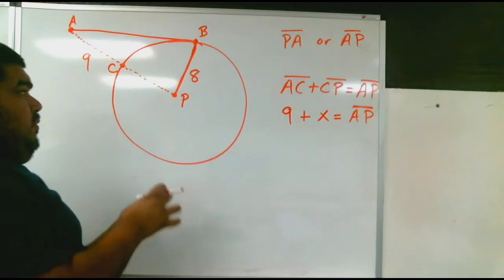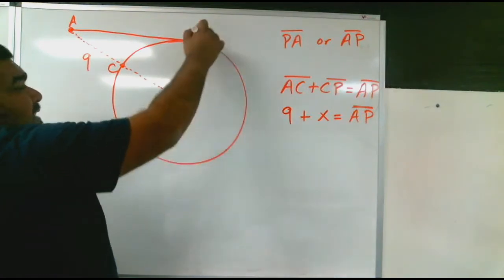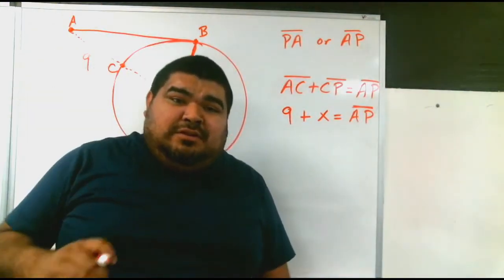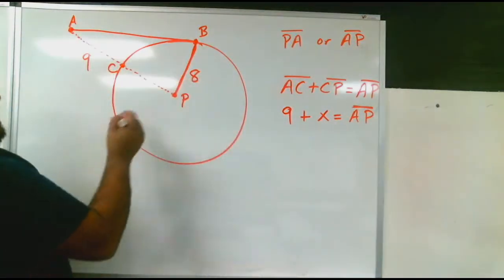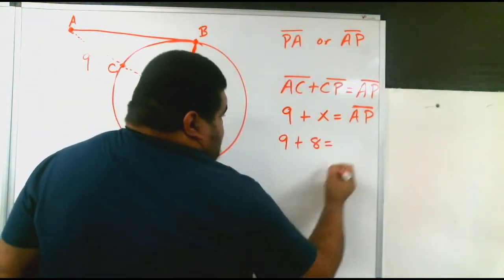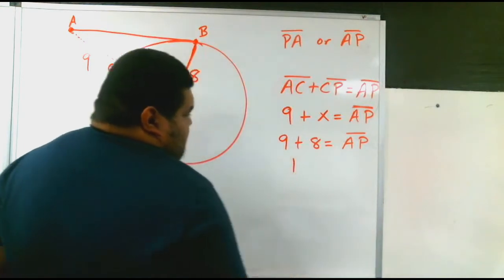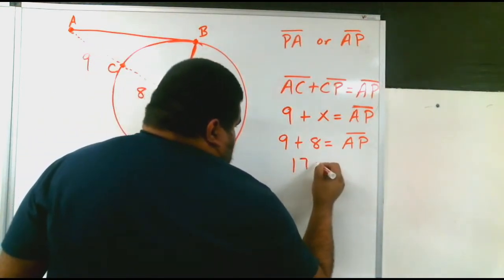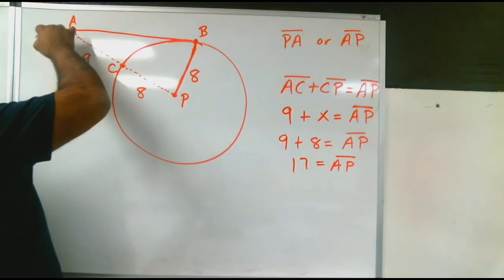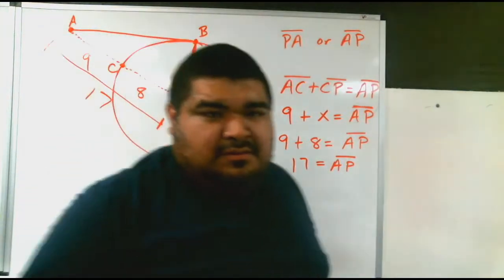Guess what? We know what CP is because we know that from C or P to B is a radius that is 8. So any line that goes from the center to the edge of the circle is always a radius. So if we already have one radius that is 8, that means that CP is also 8. Therefore, we have 9 plus 8 equals AP. So 9 plus 8 is 17 equals AP. So line AP from A to P is 17.